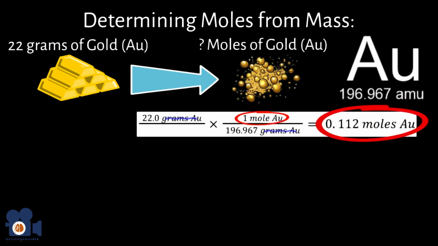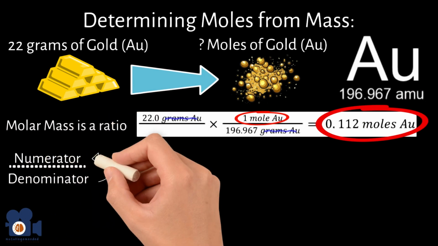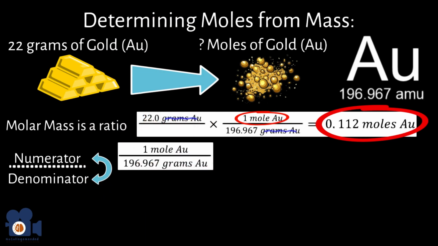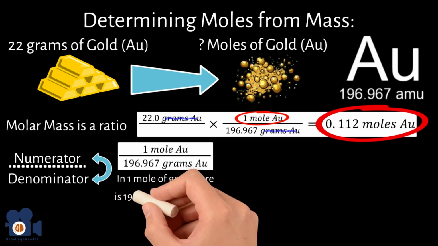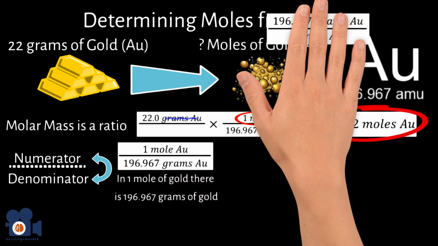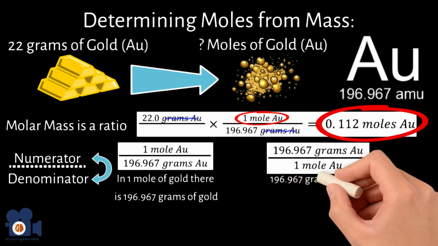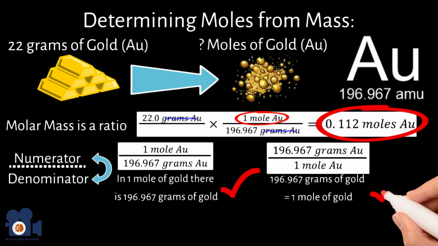Remember, the molar mass is just a ratio, meaning that you can flip the numerator and denominator as needed. 1 mole Au divided by 196.967 grams Au reads, in 1 mole of gold there is 196.967 grams of gold, and 196.967 grams Au divided by 1 mole Au reads 196.967 grams of gold equals 1 mole of gold. Both of which are true.